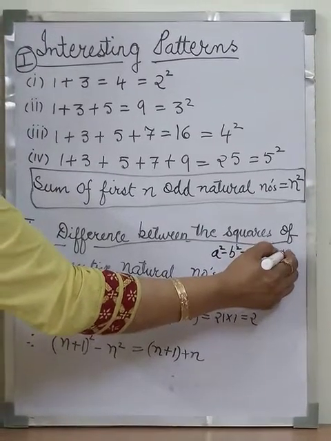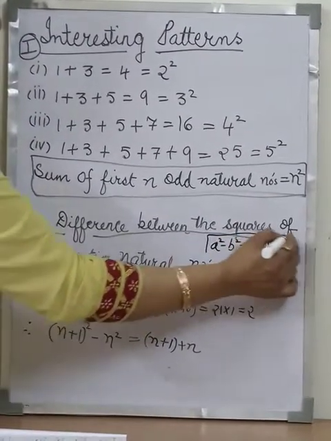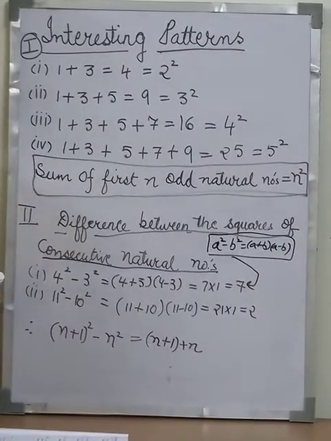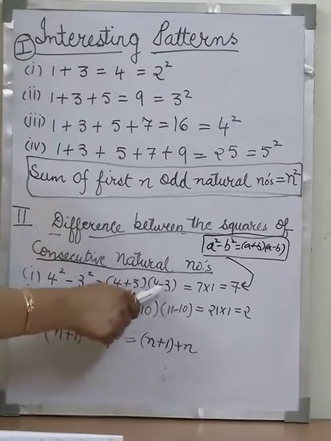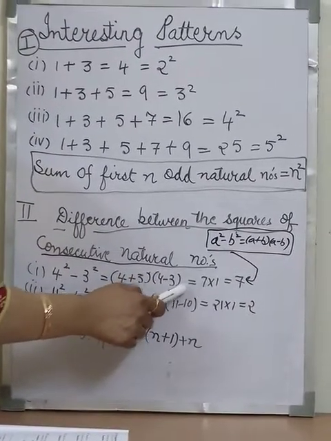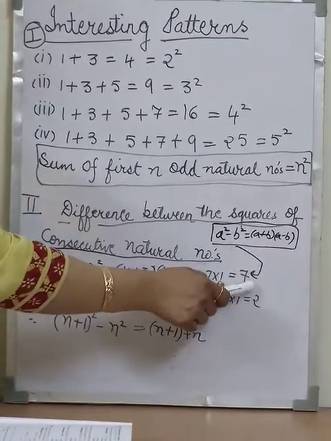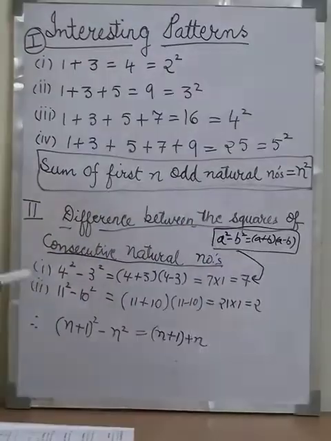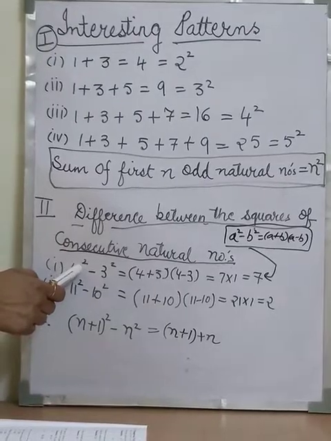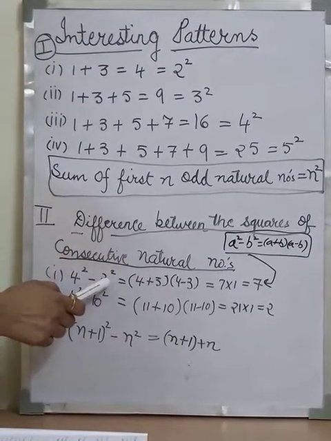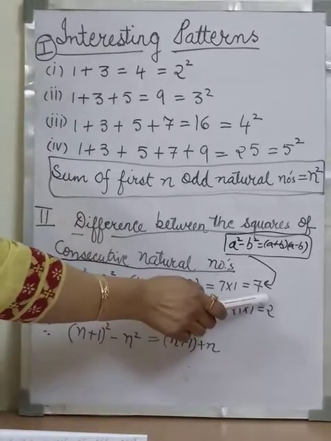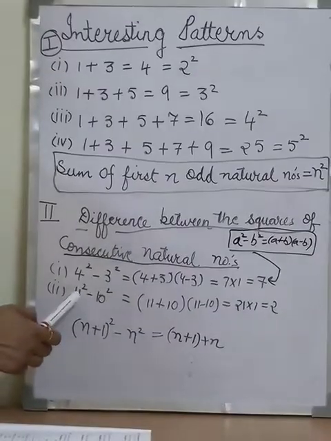This we learnt in exponents, na children? So according to this formula, if we solve it, what will we get? 4 plus 3 and 4 minus 3. 4 plus 3 is 7. 4 minus 3 is 1. That is 7 into 1, 7. That means if we are finding the difference of the squares of two consecutive numbers, then it is equal to their sum. Let's see another one.